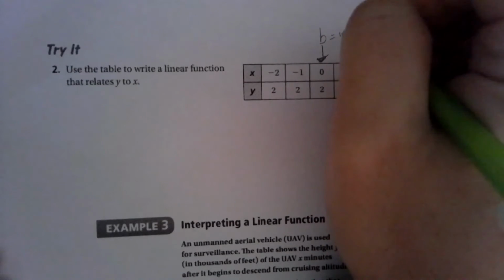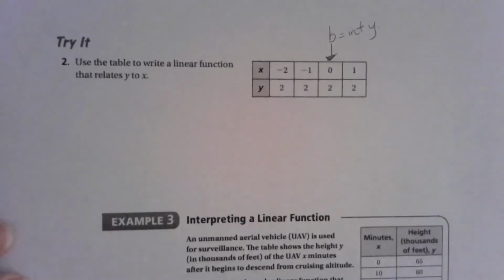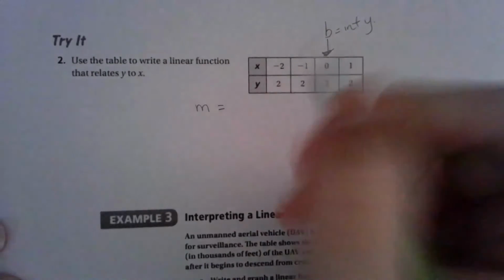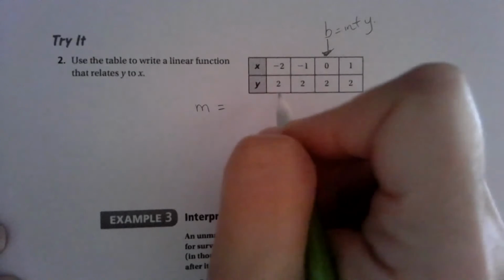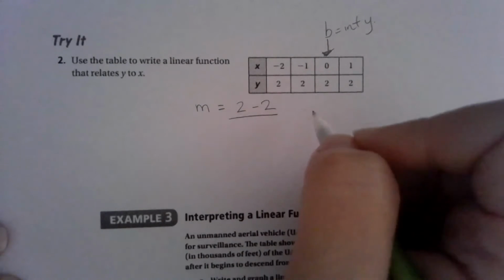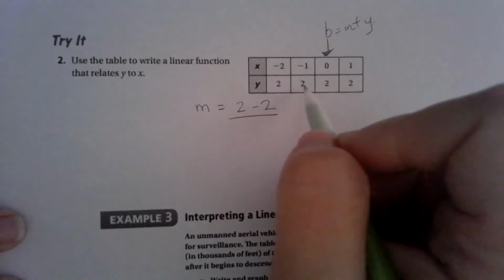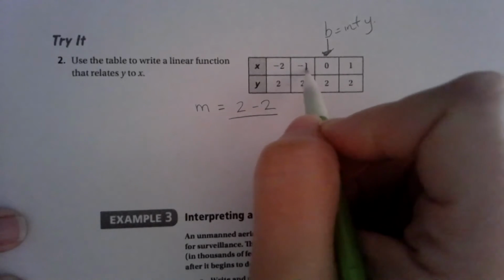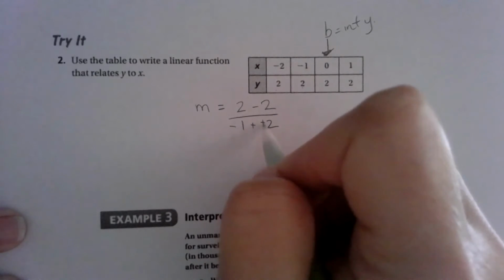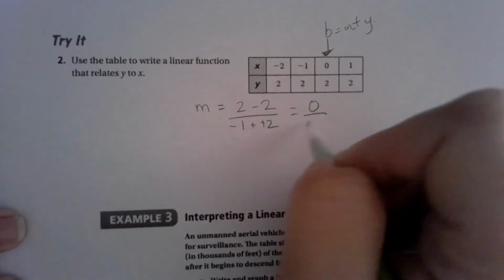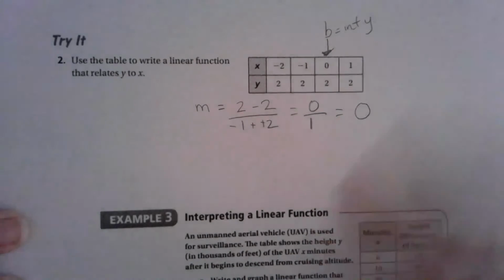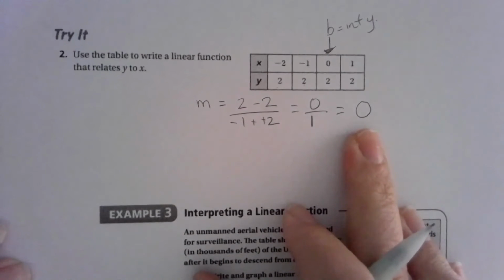I don't even have to graph it. You could graph it, but I don't have to. I can just do math. That's always fun. So m equals change in y over the change in x. So 2 minus 2 over, okay, so already we can see that the slope is going to be 0, but we're going to keep going. So 2 minus 2, -1 minus -2, keep, change. So we have 0 over 1, which is just 0. So it's okay that the slope is 0.